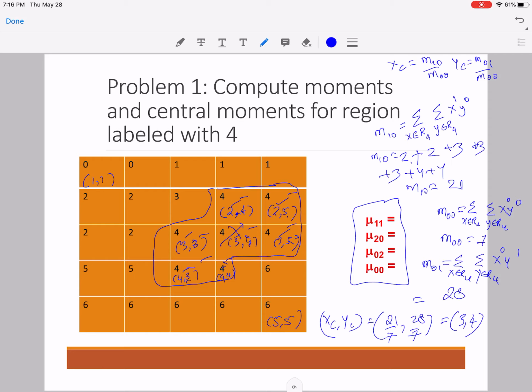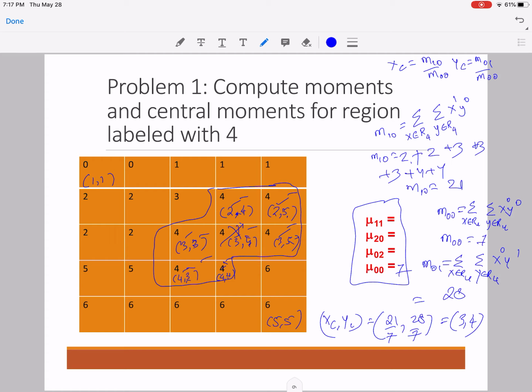So this guy right here is the centroid, and you can see that this indeed is the center. I hope my calculations were not off. Even if they were off a little, your centroid will be somewhere around here, which is at location 3, 4. So that gives you the centroid. Similarly, once we have computed xc and yc, we can compute mu10, mu11, mu20, mu02, and mu00. Well, mu00 is actually equal to 7.